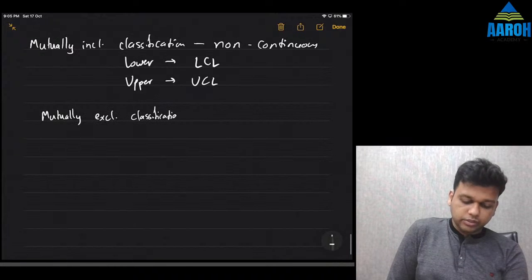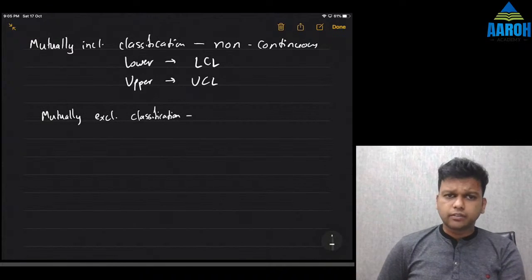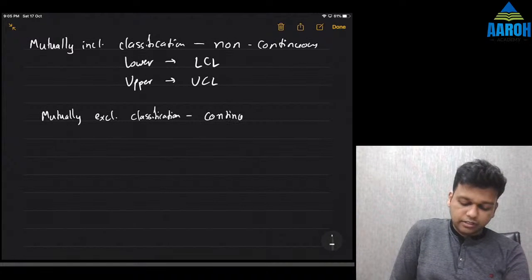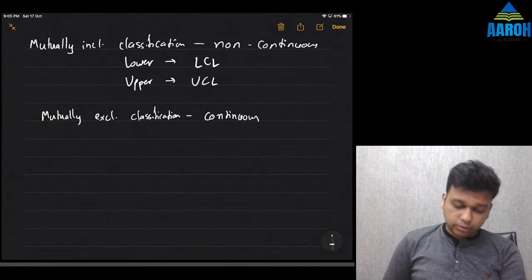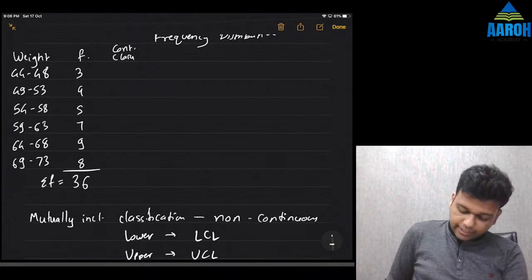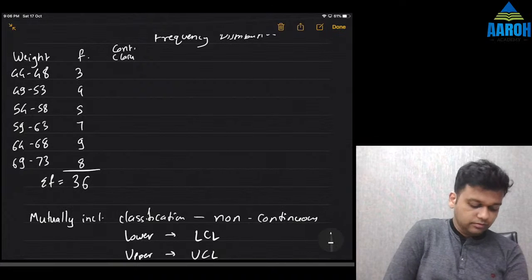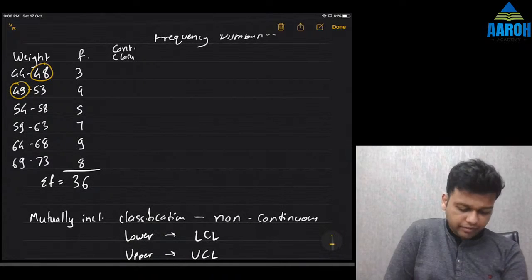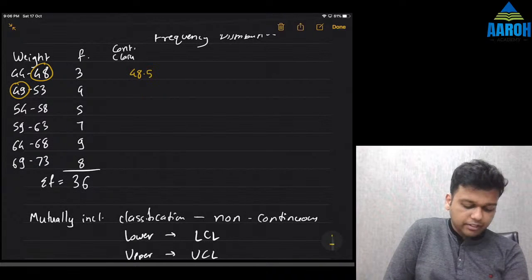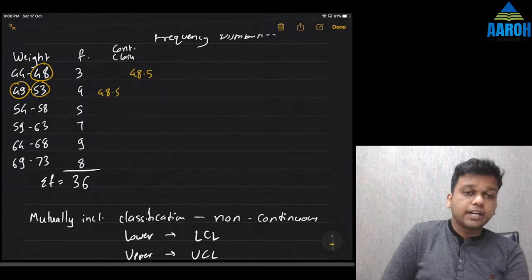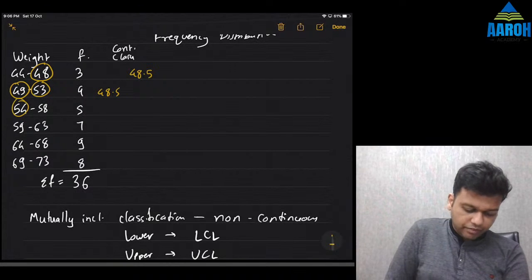What is mutually exclusive classification? That means continuous, where classes are continuous. Why do we call it mutually exclusive? I'll tell you. First, let's prepare continuous classes. This class ends at 48. This starts at 49. So let's take the average of 48 and 49, which is 48.5. So we'll end this at 48.5 and we'll start it at 48.5 itself. Again, this ends at 53, this starts at 54. So the average is 53.5.